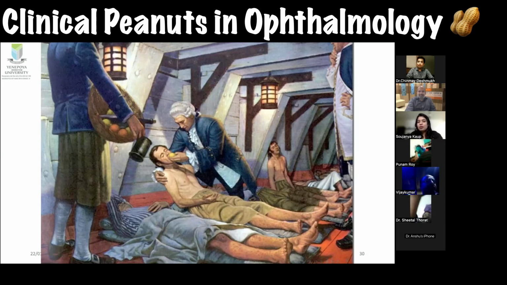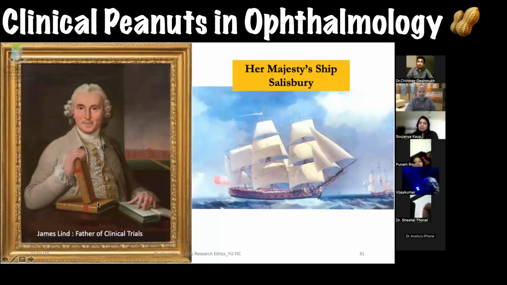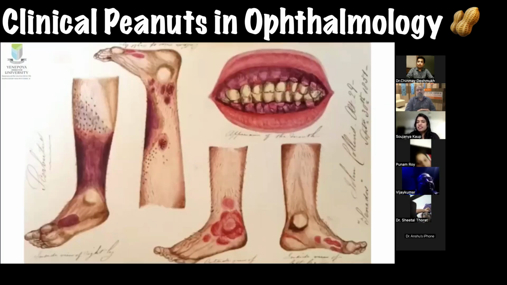So, there's a clue here. Someone is eating a lemon here. This is Dr. James Lind, who is considered the father of clinical trials. He was sailing on a ship called the Salisbury to India, and he observed that many sailors on board developed a unique condition with bleeding in the gums and bleeding in the subcutaneous tissue. At that point in time, nobody knew what this disease was, which we now call scurvy.